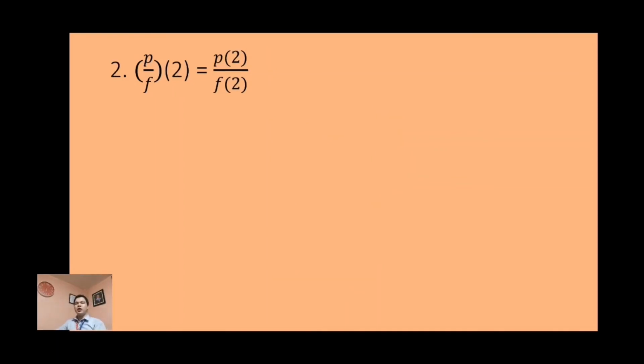3. For example number 2, we have quantity of p divided by f of 2 is equal to p of 2 divided by f of 2. Again, let's apply the steps in dividing function evaluation. First step, substitute the given value of function to the equation. Quantity of p divided by f of 2 is equal to the value of p of x, x squared, divided by the value of f of x, x plus 2.